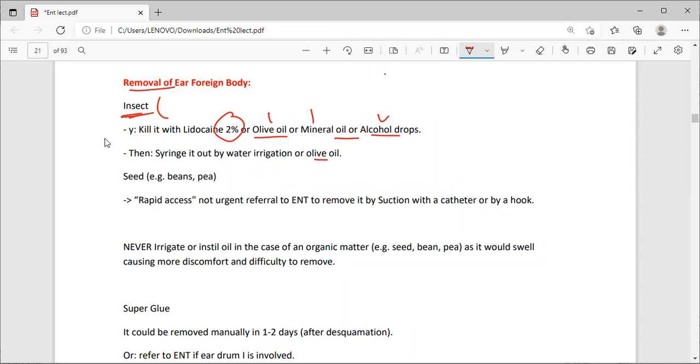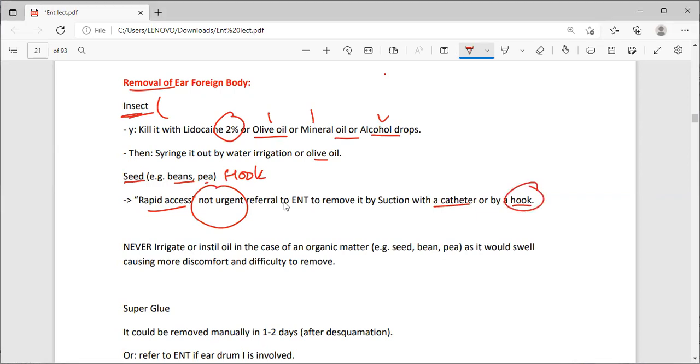Now, if there is a seed or bean or pea, I told you you have to use a hook. I showed you the image. So you have to go for rapid access, not urgent. This is not urgent. So refer to ENT to remove it by suction with a catheter or by hook. You can suck it out, or you can use a hook. Hook is very good.